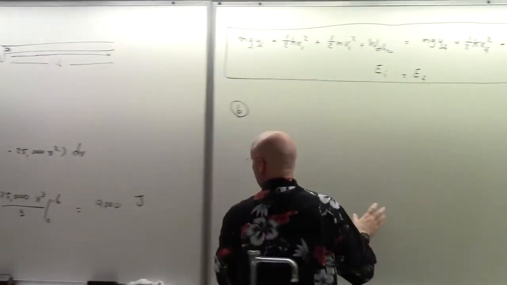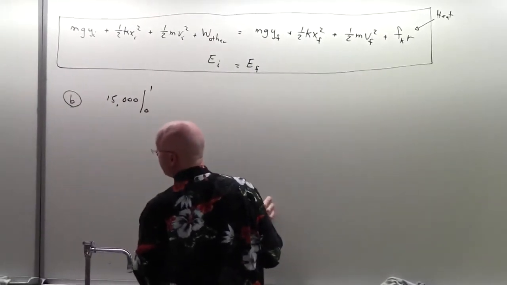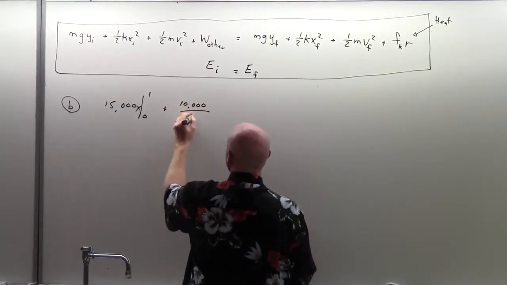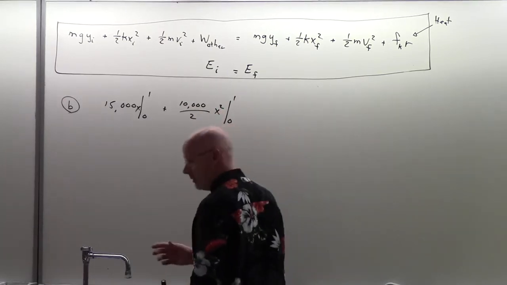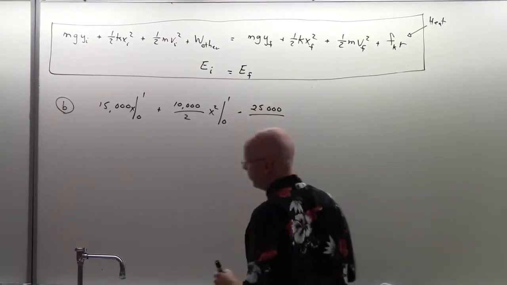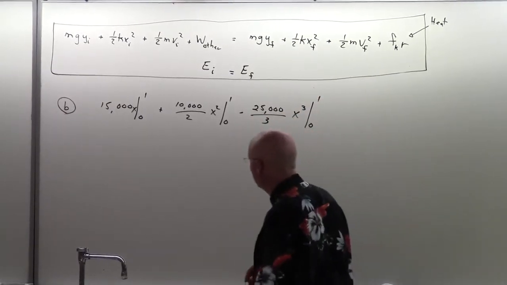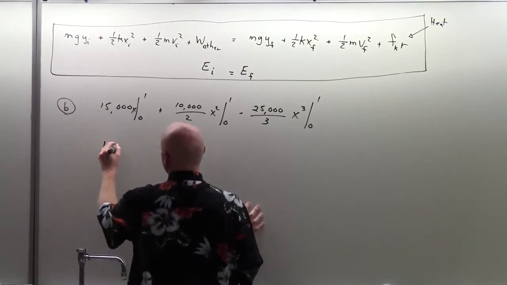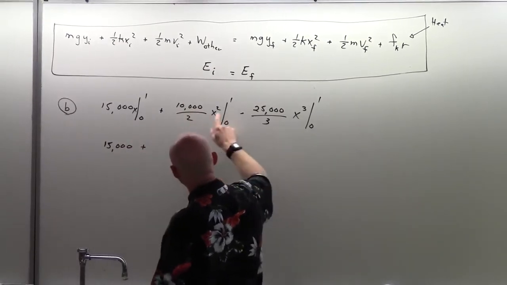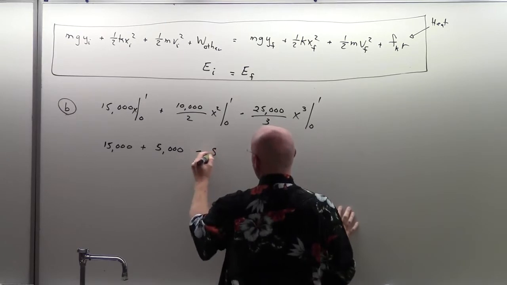And so I would have the 15,000x evaluated from 0 to 1. I keep forgetting that x. I would have the 10,000 divided by 2x squared evaluated from 0 to 1. I would have minus the 25,000 over 3 times x cubed evaluated from 0 to 1. And so this would just be the 15,000. This is the 5,000, because it would be a 1 squared and then out.